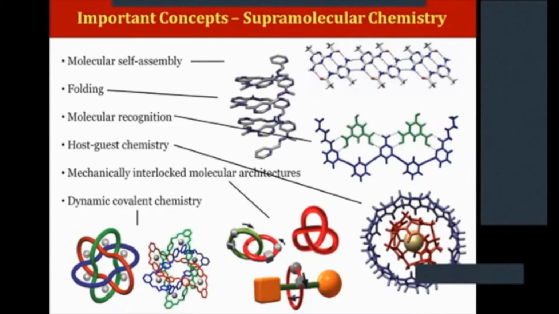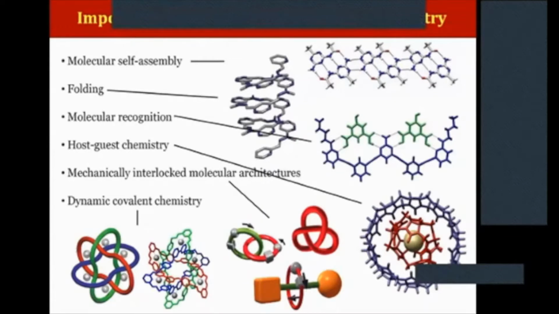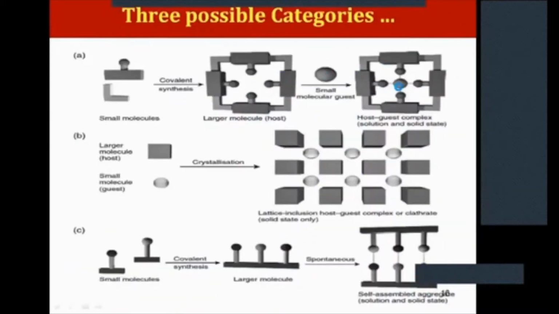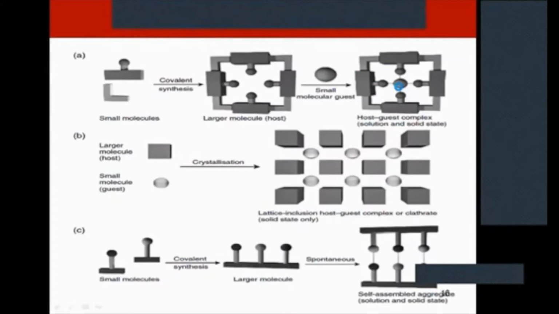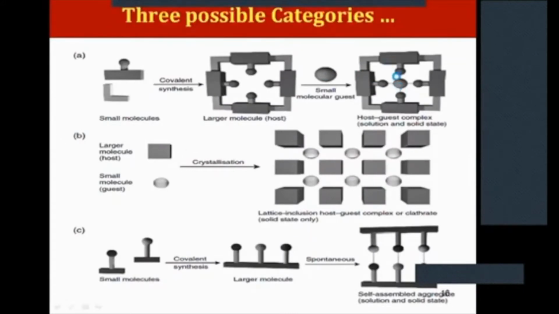So there are three possible categories of synthesis of these types of molecules. The small molecules, which I have shown here, are covalently organized or synthesized to form a larger molecule. This we call a supramolecule. And this recognizes the guest to form a supramolecular or host-guest complex, and can be read through various analytical and spectroscopic data. This can be done in both solution state and solid state. Similarly, larger molecules, for example organic linkers, and small guest species like metal ions, during crystallization form a certain structure in the solid state.